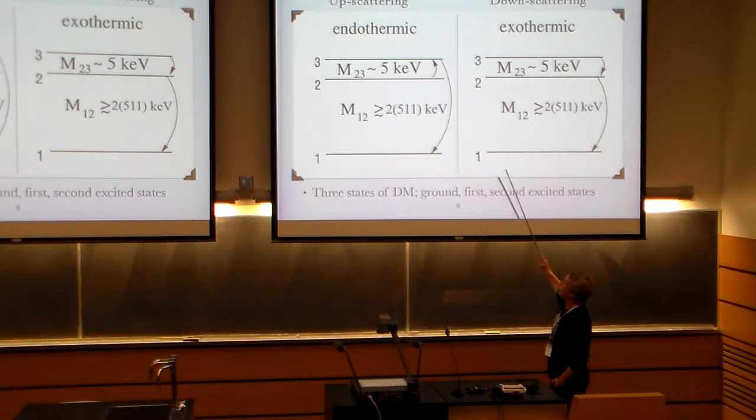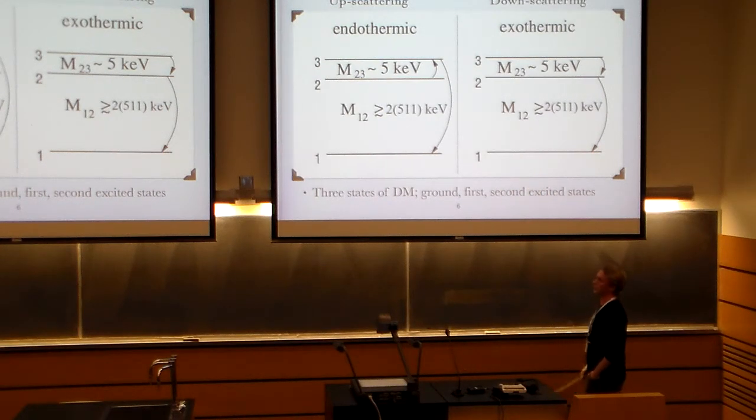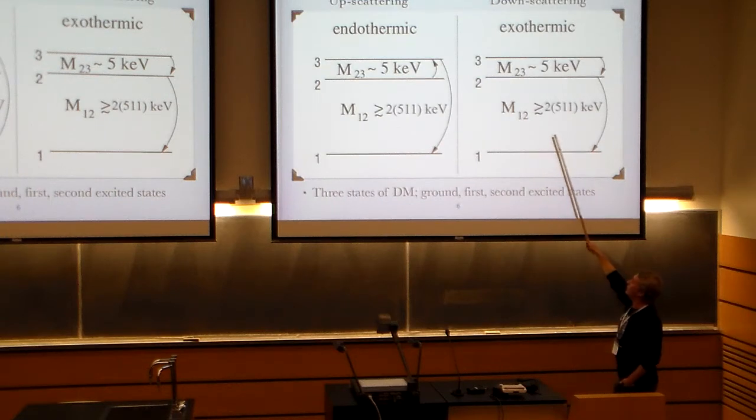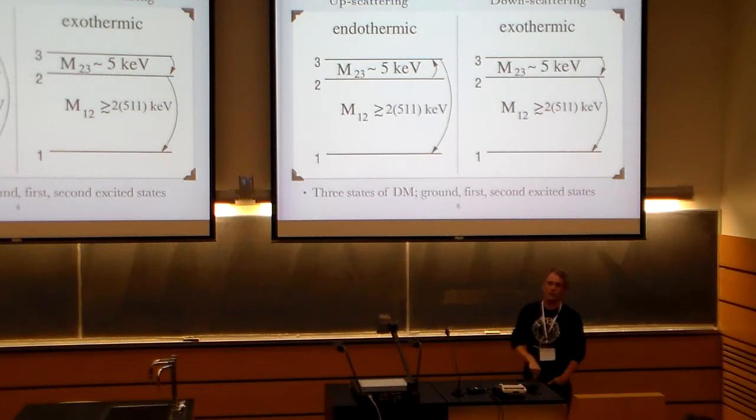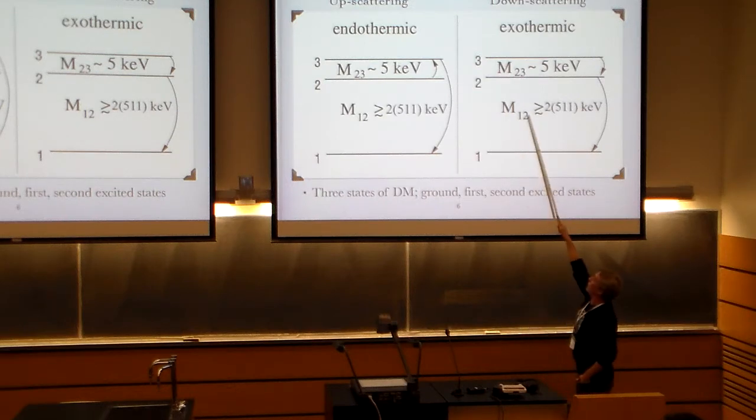Essentially, what you have is three different states: a ground state, a first excited state, and a second excited state. The important thing to note is the energy differences between these states. The difference between the first excited and the second excited is rather small, it's 5 keV, whereas the energy difference between the ground state and the first excited state is about twice the energy of an electron or positron, which is where we can get these electrons and positrons formed through the decay from the first excited state to the ground state.